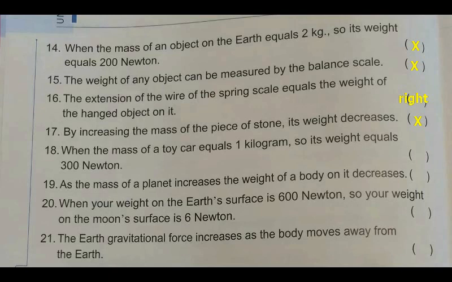When the mass of a toy car equals 1 kilogram, so its weight equals 300 newton. Let's remember what the law says: the weight of an object equals its mass in kilograms times 10. So the weight will equal 1 kilogram times 10, meaning 10 newton, not 300 newton. The answer here is wrong, and we rewrite it: when the mass of a toy car equals 1 kilogram, so its weight equals 10 newton.